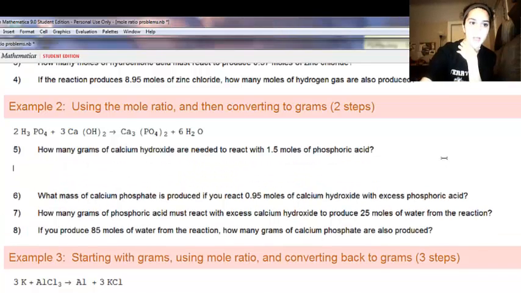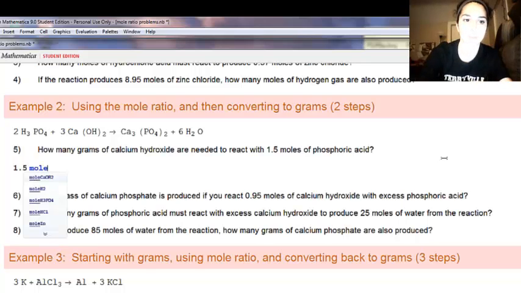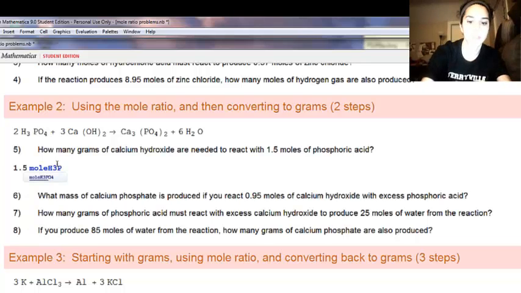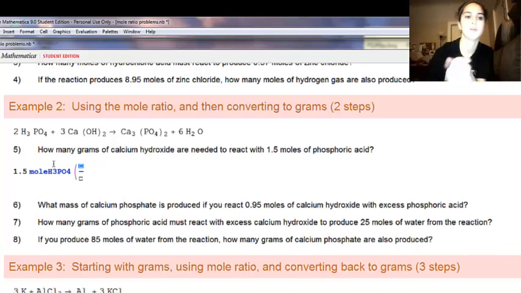What we do next is put our given number. So we have 1.5 moles phosphoric acid, and phosphoric acid is H3PO4. Again, we have to use these special units so Mathematica will cancel them out. So we are going from moles of phosphoric acid to grams of calcium hydroxide.